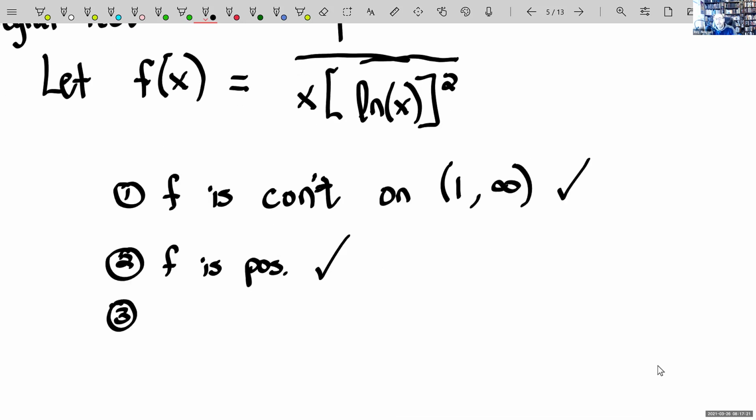The third, I want to showcase that it's decreasing. I need continuity, positivity, and I need to show that this function's decreasing. So f prime of x. Well, here we go. The quotient rule.